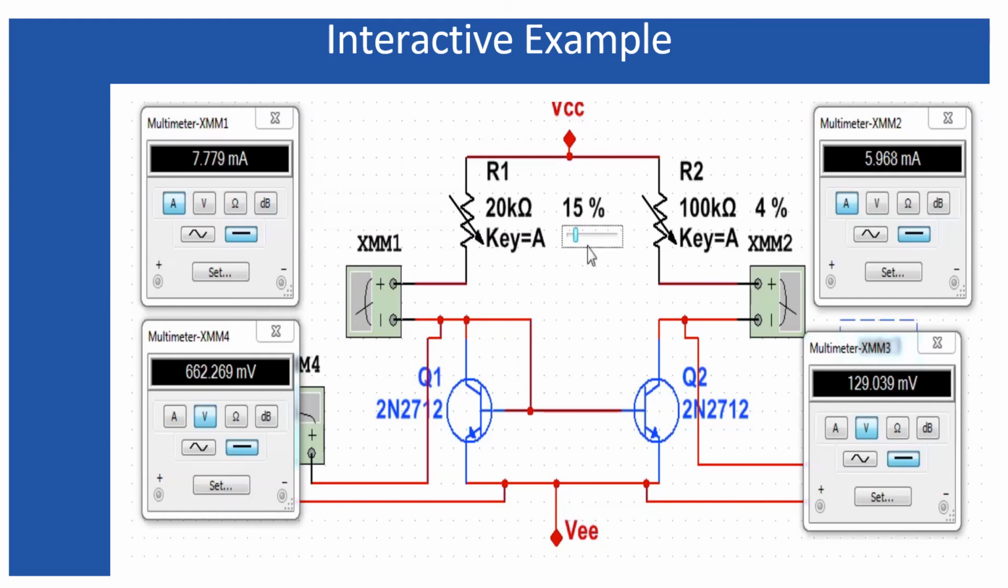So again, with equal values, both are very close to each other. So this is the example of the current mirror circuit.